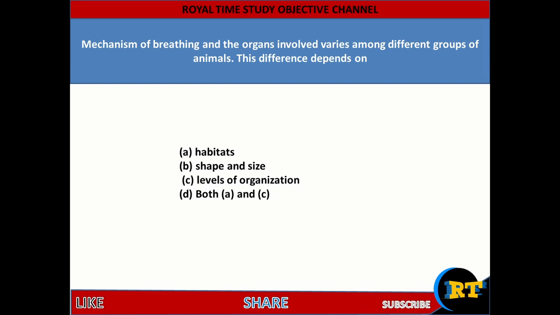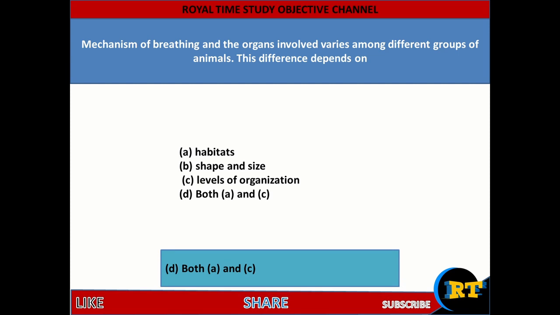Mechanism of breathing and the organs involved vary among different groups of animals. This difference depends on option number A, habitats, B, shape and size, option number C, level of organization, option number D, both A and C. And the correct answer is option number D, both A and C. Now let's move to the next question.